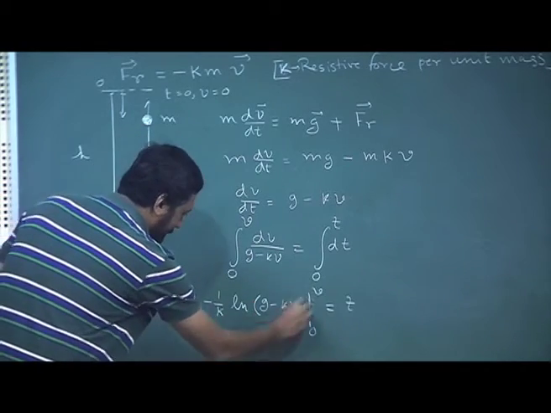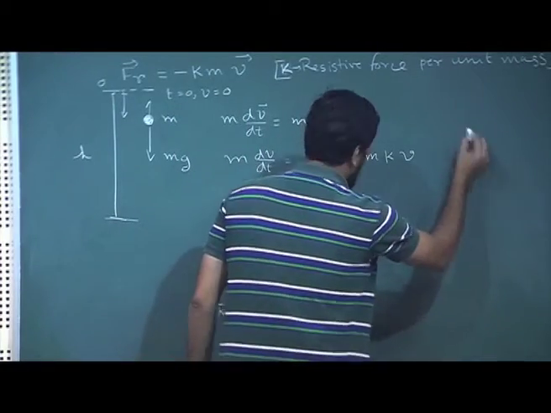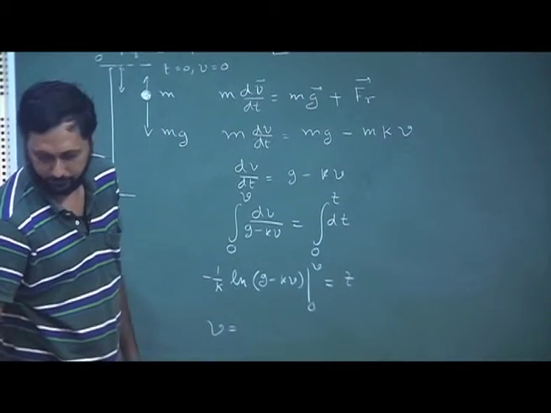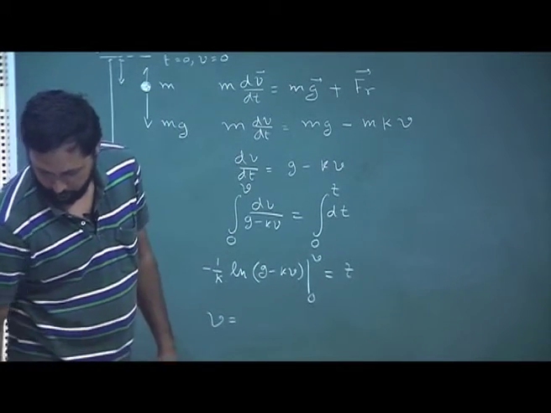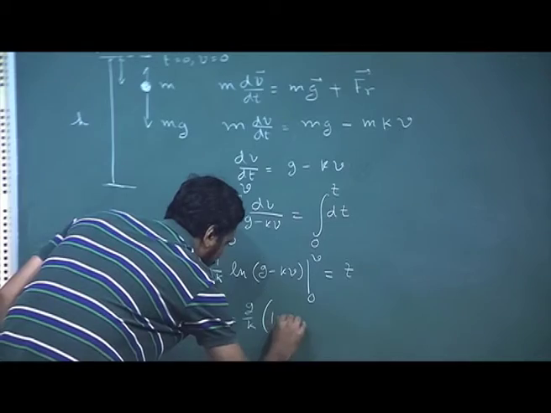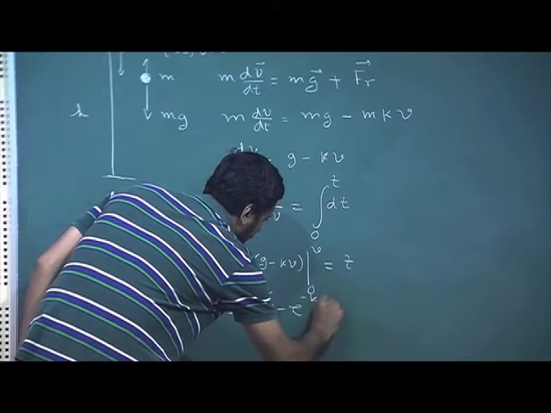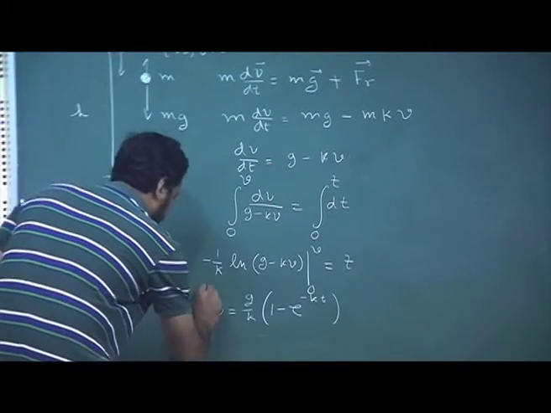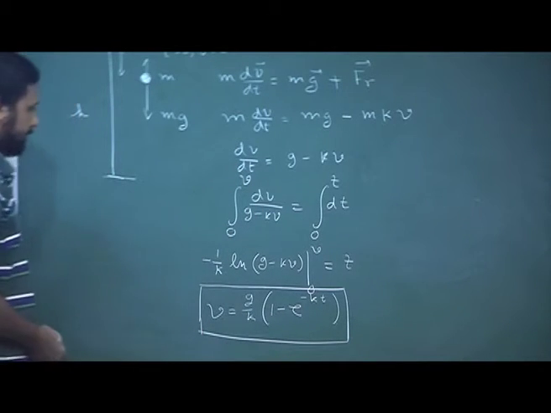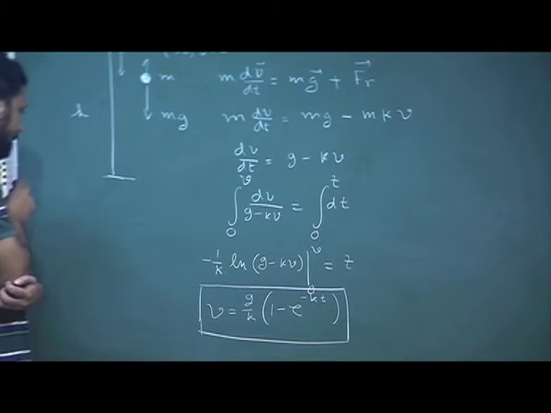If we simplify this further, essentially we get a relation. I am just writing the final relation here. So v will be equal to g by k times 1 minus e to the power minus kt. So this is my final expression. This will be the final expression.